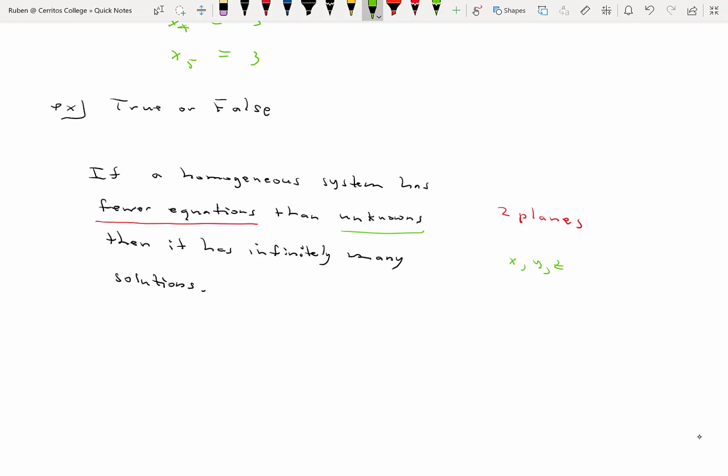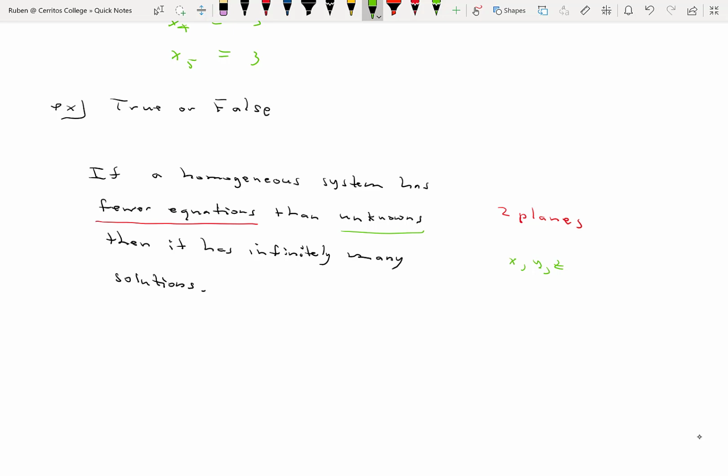Think about it. If you have 2 planes that pass through the origin, what is their intersection going to look like? Are they going to intersect first? Yes, because they're going to pass through the origin. But what is their intersection? It's going to be a line. How many points are on the line? The answer is infinitely many points. So the answer is true. If a homogeneous system has fewer equations, there are fewer planes than unknowns, then those 2 planes in this case are going to intersect in a line, and a line contains an infinite number of points.